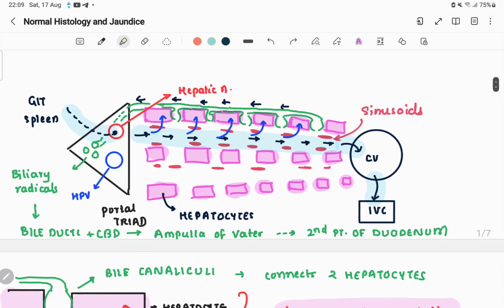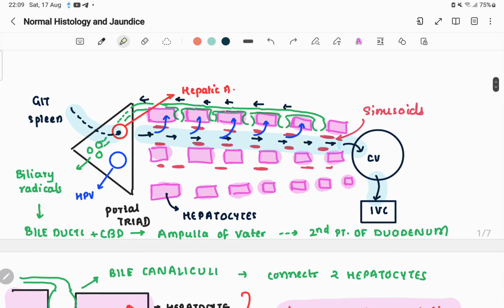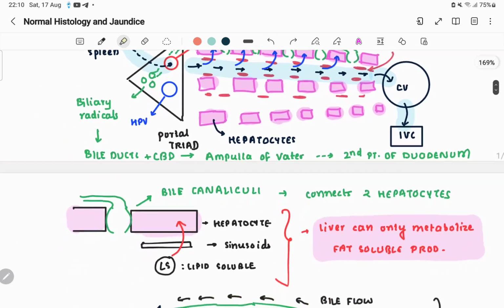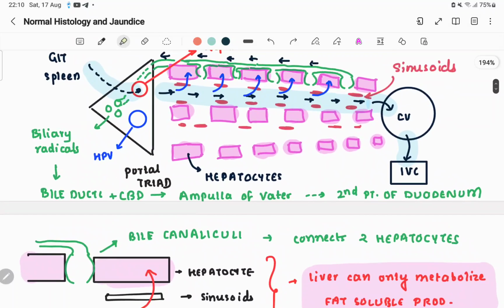Okay, so what happens is that between the hepatocytes, from the GIT and spleen, blood flows between the hepatocytes, in between the columns of hepatocytes in this direction, and drains into the central vein. The central vein drains into the inferior vena cava. Understood? And what about the bile?